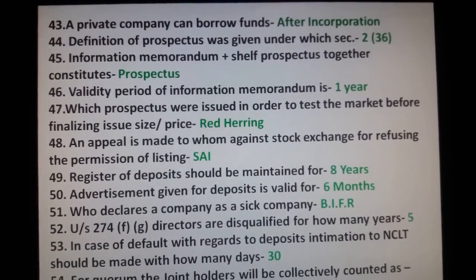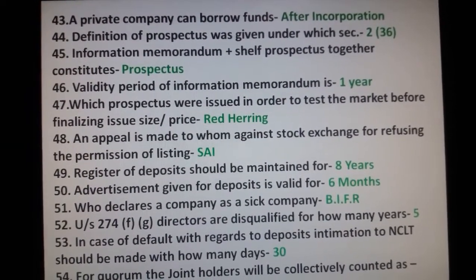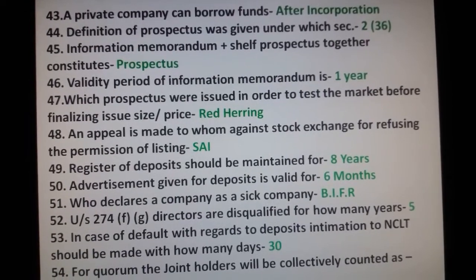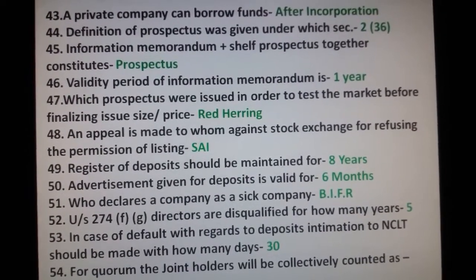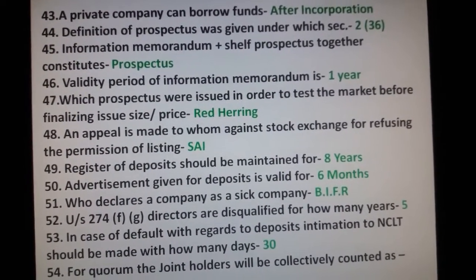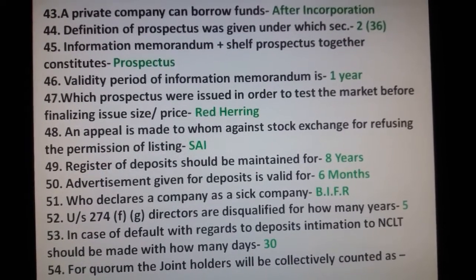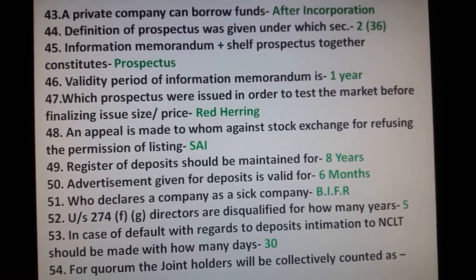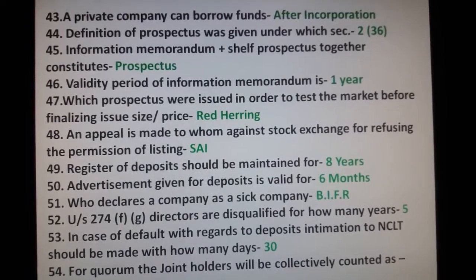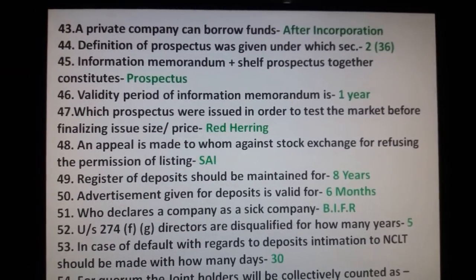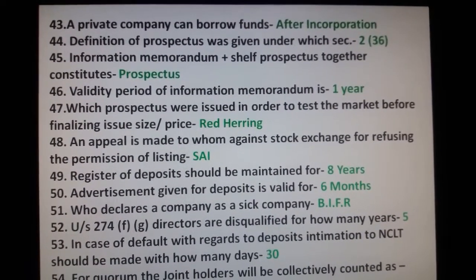236. Information memorandum plus self prospectus together constitute prospectus. Validity period of information memorandum is 1 year. Which prospectus were issued in order to test the market before finalizing issue size price? Red herring. An appeal is made to whom?